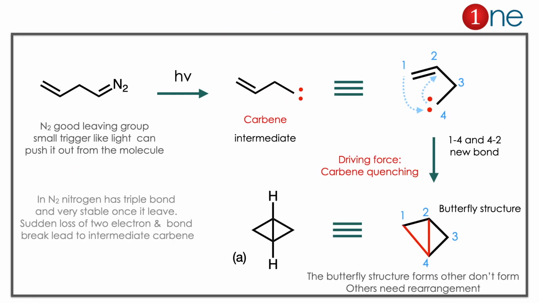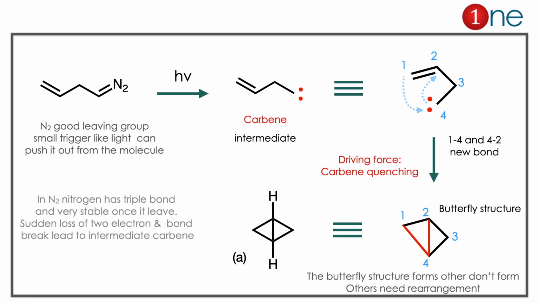The starting material you have is an azo compound. It's a very good leaving group. It's normally the preparation of carbene. Even a small trigger, even light, can break the N2 bond. So the N2 can be kicked out of the system by mere light shining. So N2 leaves, carbene is formed.